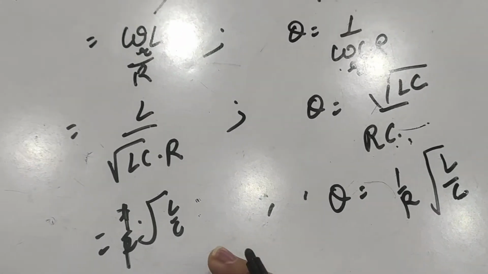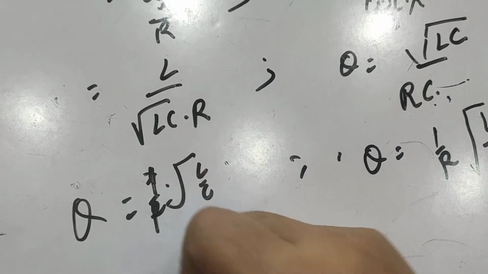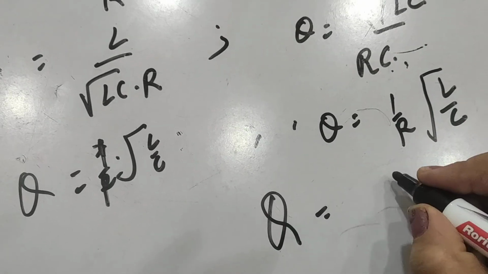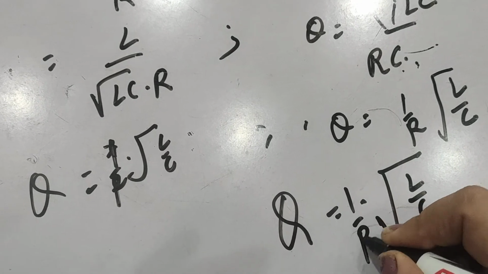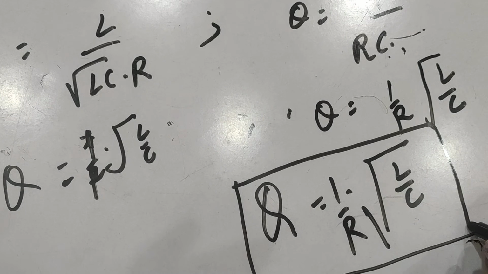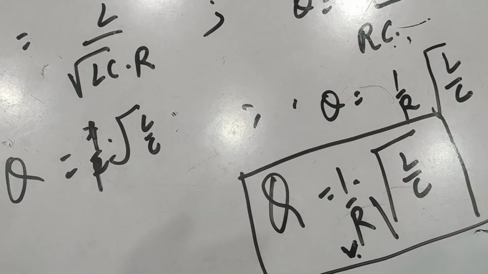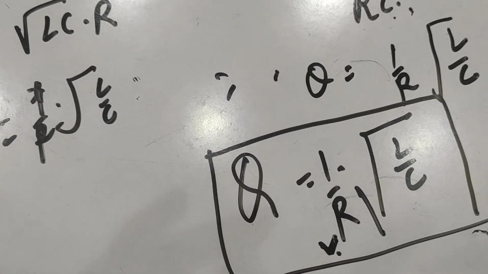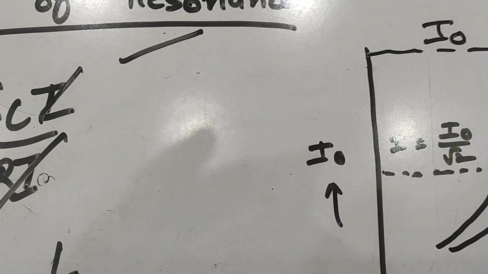It means whether it is an inductive circuit or a capacitive circuit, the value of Q factor will be the same, that is 1 by R root of L by C. So the value of Q factor is root of L by C into 1 by R. This is the formula. The higher the Q value, which we obtain at lower value of resistance, the sharper will be the peak of that resonance graph. You can see here the peak value will be sharper.